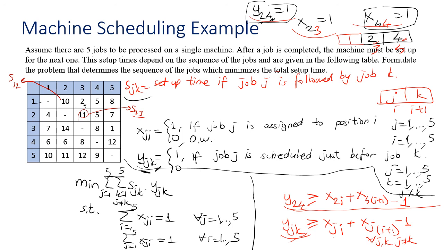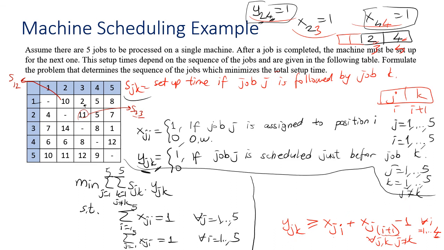And also be careful, pay attention to this. I need to write this for all i, for all positions. If you write 1 up to 5, look what will happen. If you put the value of 5 here, it will be 5 plus 1, 6. And it is not possible. There is no sixth position. There are only 5 positions. So it means that the maximum value for i should be 1 less than the number of positions, because of this i plus 1 over here. So the final version of the constraint that I should write is this one.